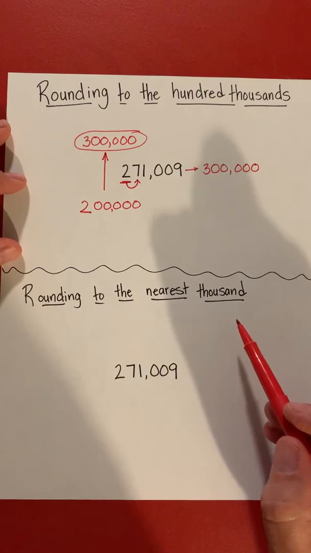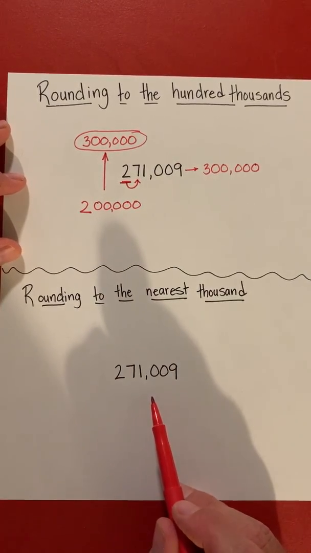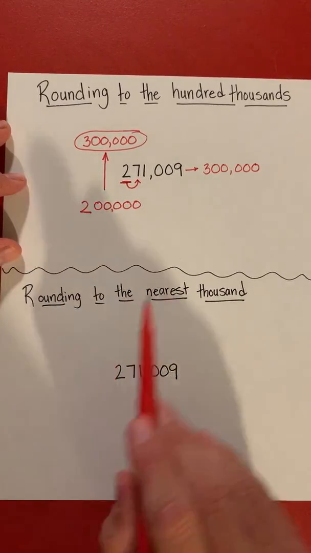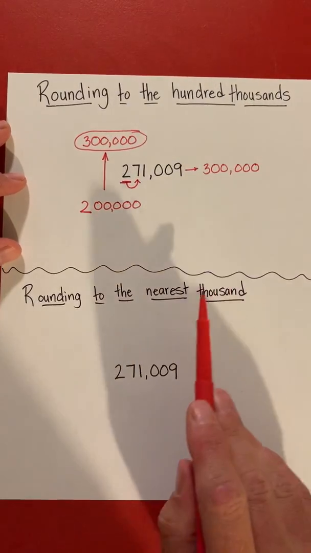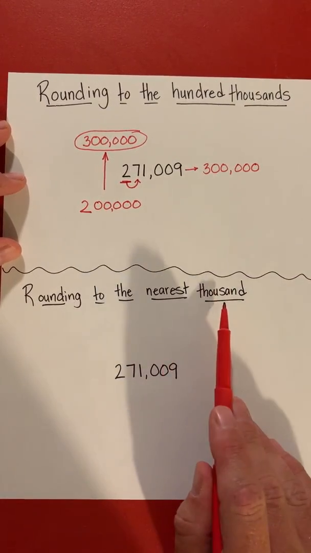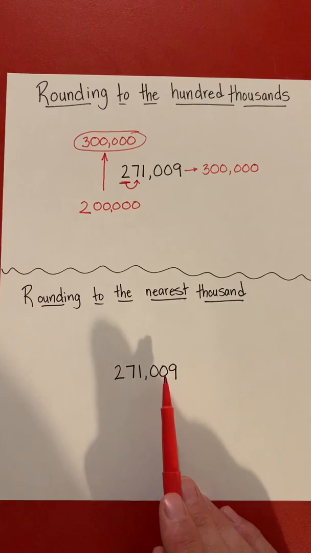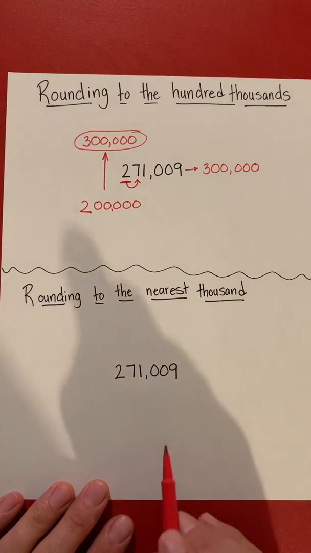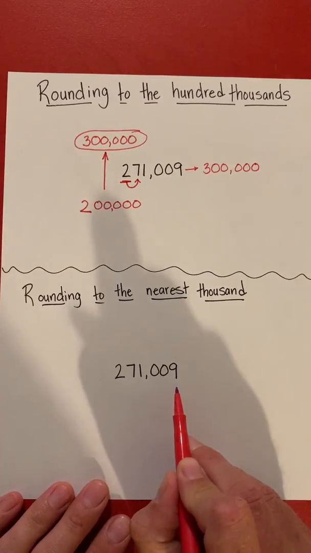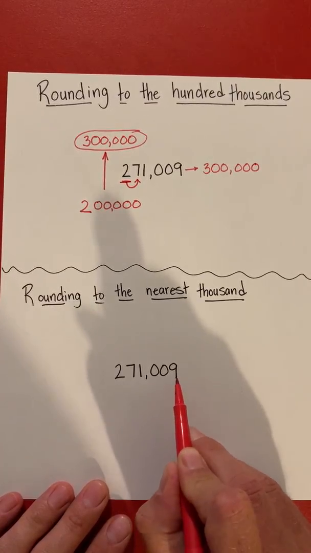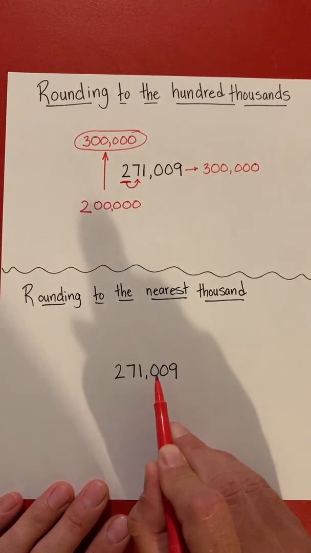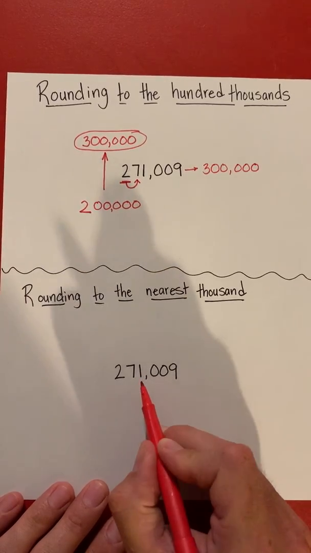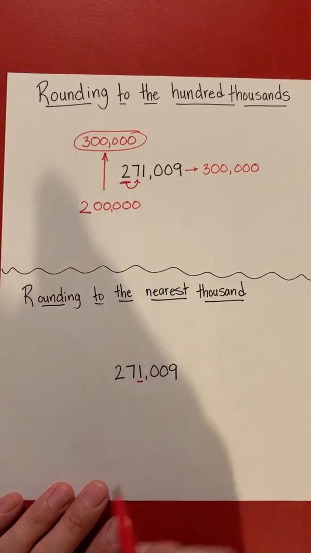In our second example, we're going to use the same number again, but this time instead of rounding to the 100,000, we're going to round to the nearest 1,000. Well, step 1 remains the same. We still need to figure out which number is in the thousands column. Well, counting from our place value, we see our ones, tens, hundreds, and thousands. We're going to underline that number.